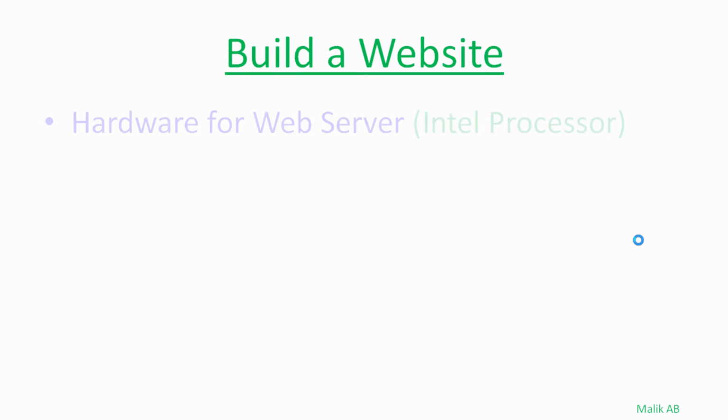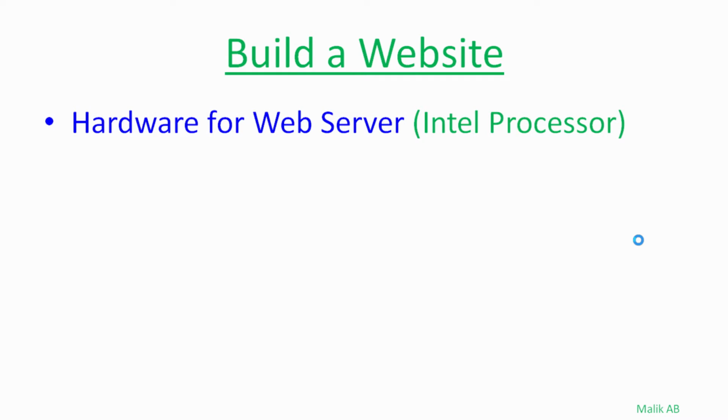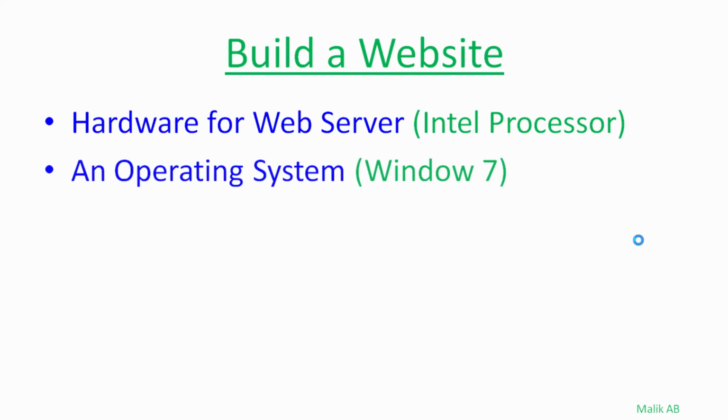So now let's look how we can build a website. What are the requirements for building a website? For building a website, first of all, we need hardware, definitely a hardware for our web server. So hardware in this course I am going to use is Intel processor. Second thing is we need an operating system. By the way, why we need operating system? To operate this hardware we need a software, and that software is called operating system that operates all this hardware.